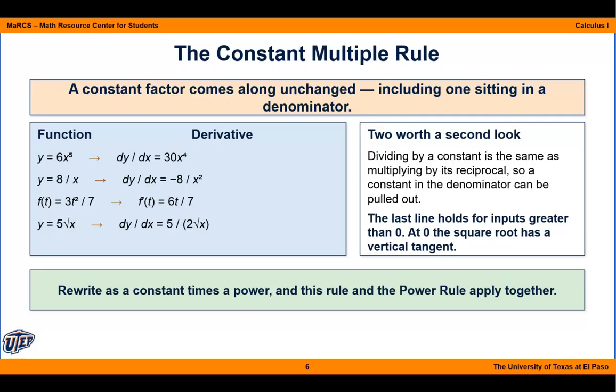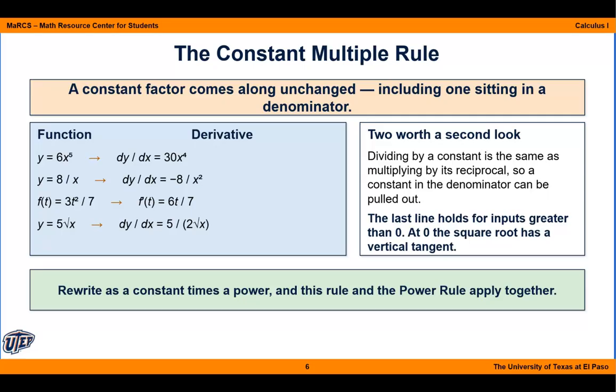For y is equal to 8 divided by x, we write the function as y is equal to 8 times x to the power negative 1. This gives dy/dx is equal to negative 8 times x to the power of negative 2, or dy/dx is equal to negative 8 divided by x squared. The same reasoning applies when the constant is in the denominator.